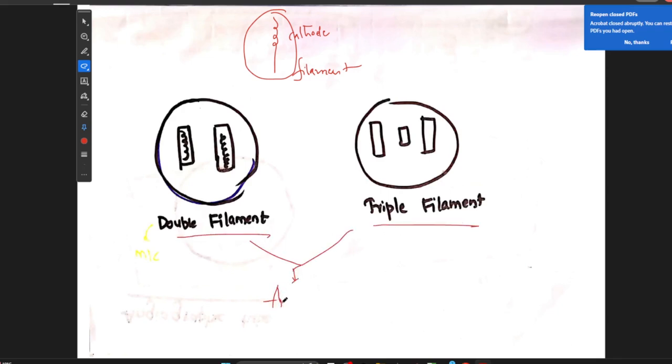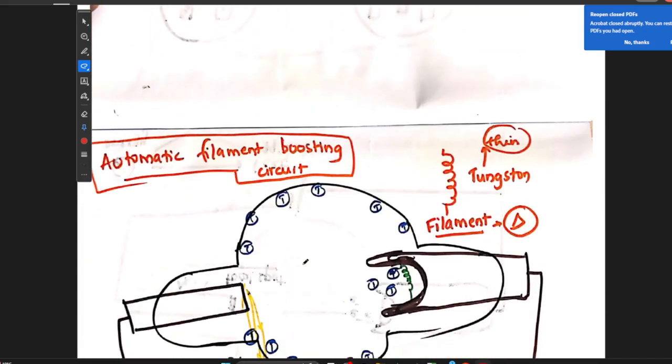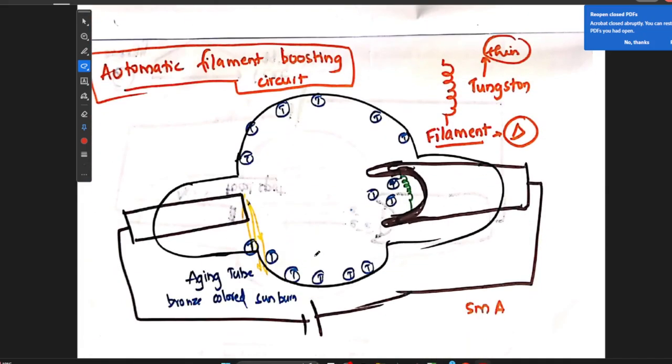These are actually used in angiographies. In angiographies, that is in fluoroscopy, we can use double filament and triple filament X-ray tubes. So we have learned about how the electrons are produced. Now we'll see what problems we have at the cathode level.